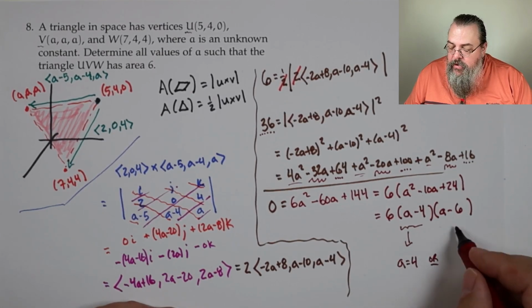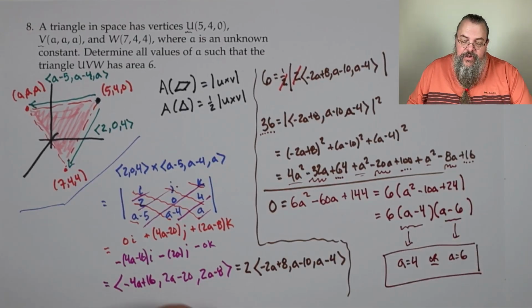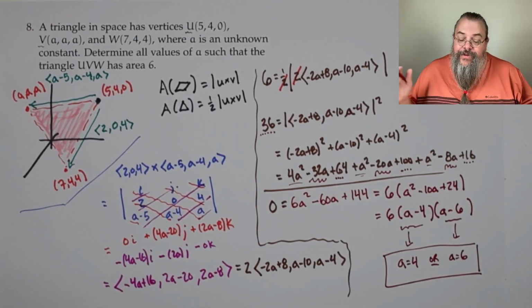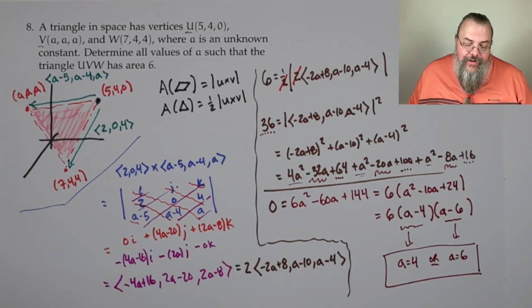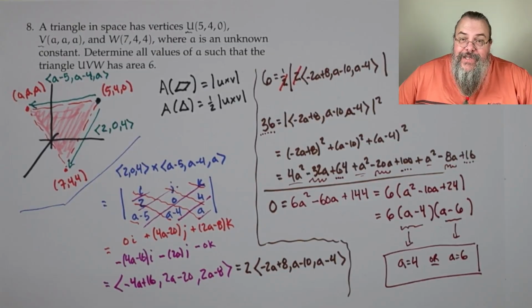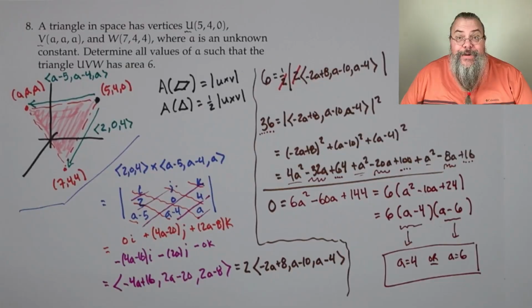or a equals 6. And there we go. So those are all the values of a, so that this triangle UVW will have an area of 6. So either a equals 4 or a equals 6. Woo! Wow! What a fun problem!